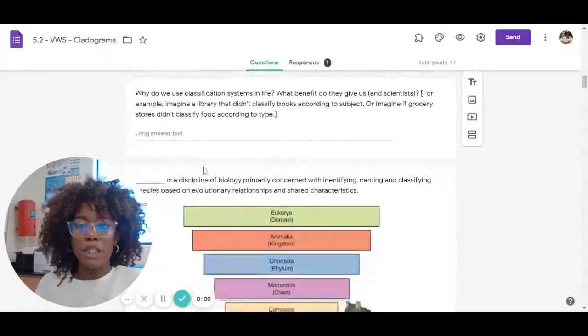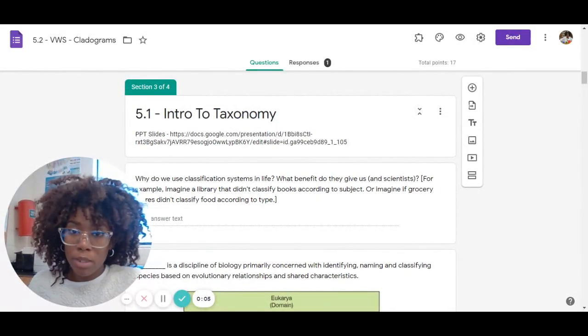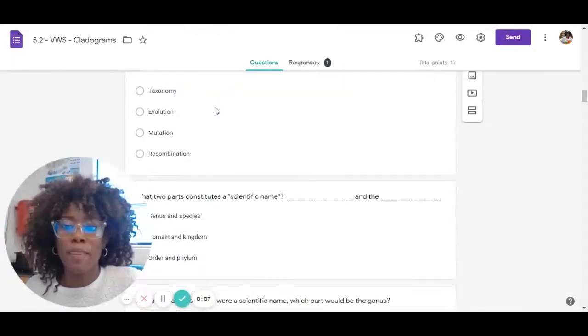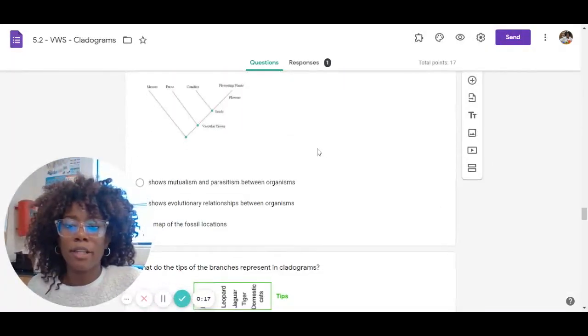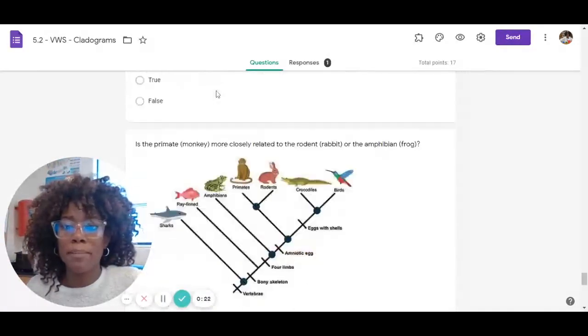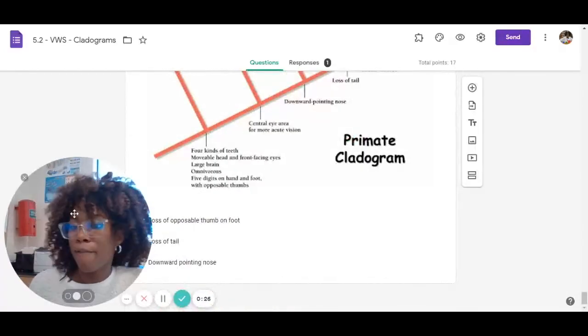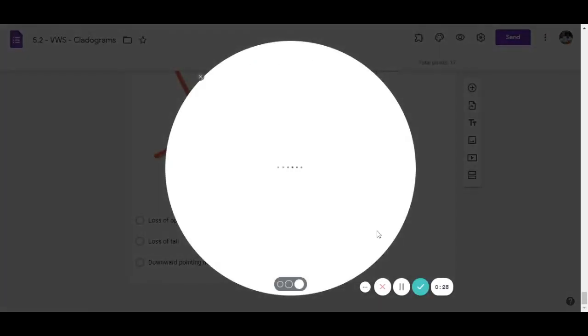So this is the virtual worksheet. The very first part of it is going to be about the intro to taxonomy, so you're going to have some recap questions on that. And then you have cladogram problems in which you're going to have to tell me about the tips, the nodes, and all of that. You're going to have to actually look at some cladograms and give me the information from them. So go ahead and get started.